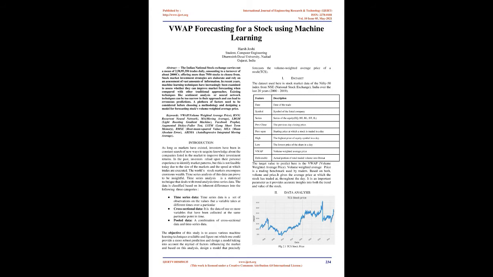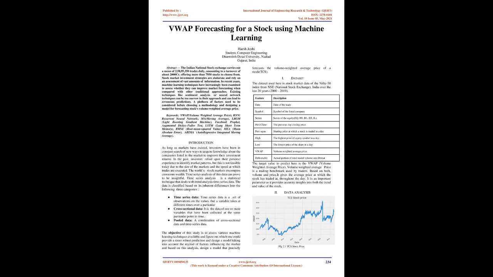Stock market investment strategies are elaborate and rely on an assessment of vast amounts of information. In recent years, machine learning techniques have increasingly been examined to assess whether they can improve market forecasting when compared with other traditional approaches. Existing techniques like sentiment analysis or neural network techniques can be too narrow in their approach and can lead to erroneous predictions. A plethora of factors need to be considered before choosing a methodology and designing a model for forecasting a stock's volume-weighted average price.